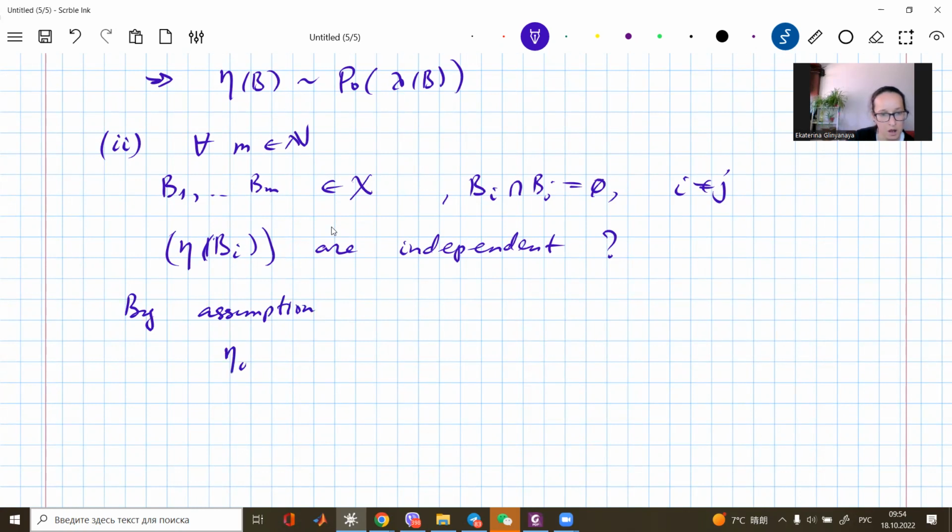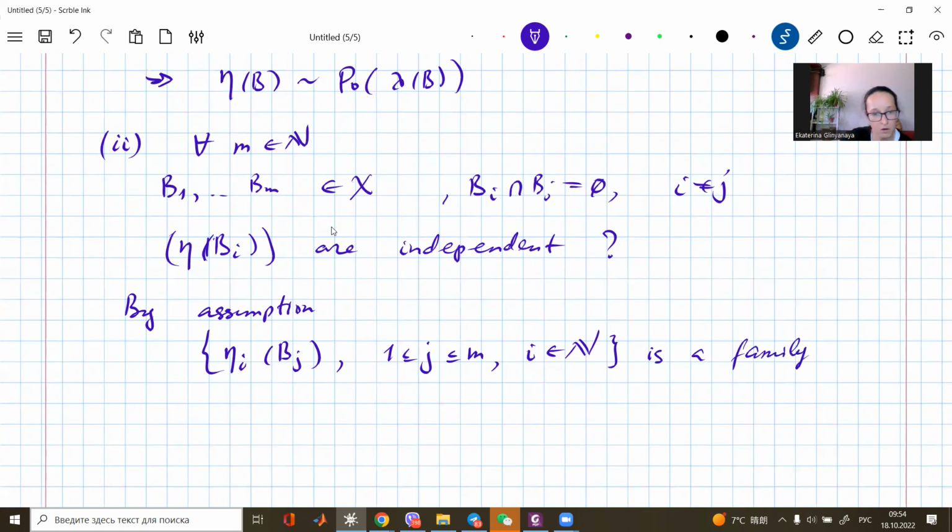We know that eta_i(Bj), where j goes from 1 to m and i over all indexes, is a family of independent random variables. Why is it so? Because we assume that the point processes eta_i are independent, and they are also independent on disjoint subsets B.